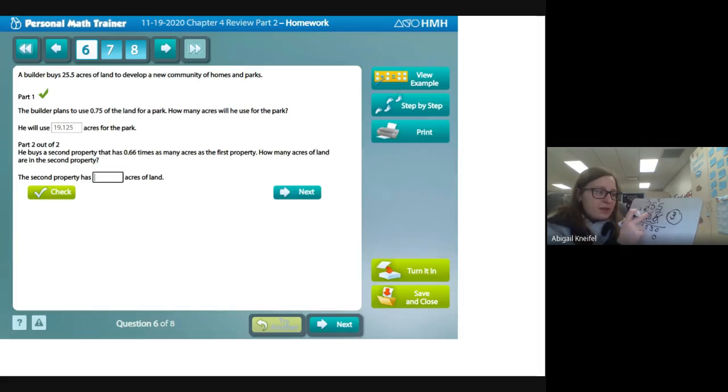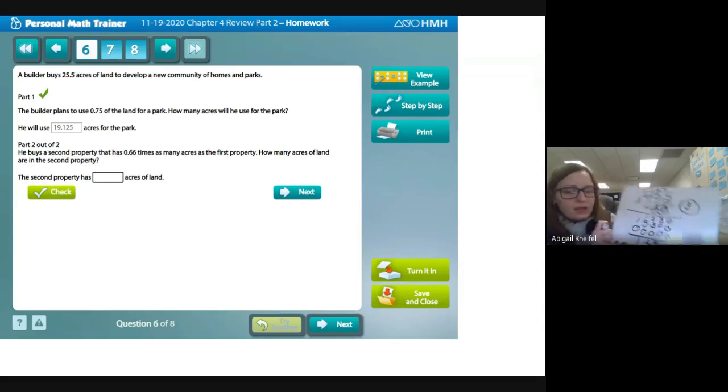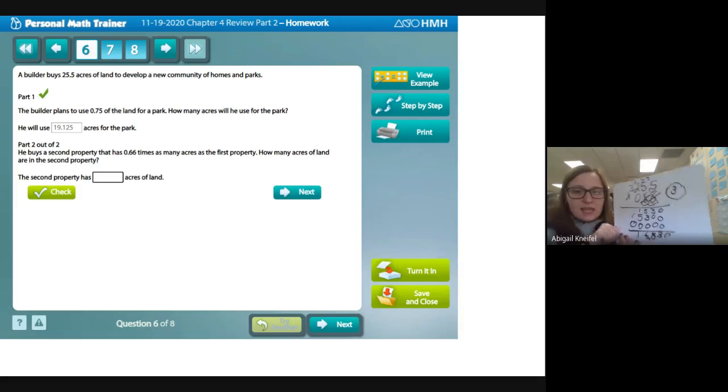Drop in my 0. 6 times 5 is 30. Carry my 3. 6 times 5 is 30, plus 3 is 33. Carry my 3. 6 times 2 is 12, plus 3 is 15. Okay? Another 6 is done. Now I got to drop in 2 zeros. And then it's 0 times 5, 0 times 5, 0 times 2. All zeros. Now we have to add it up. 0, 3, 8, 6, 1. So the answer to that was 16.830.